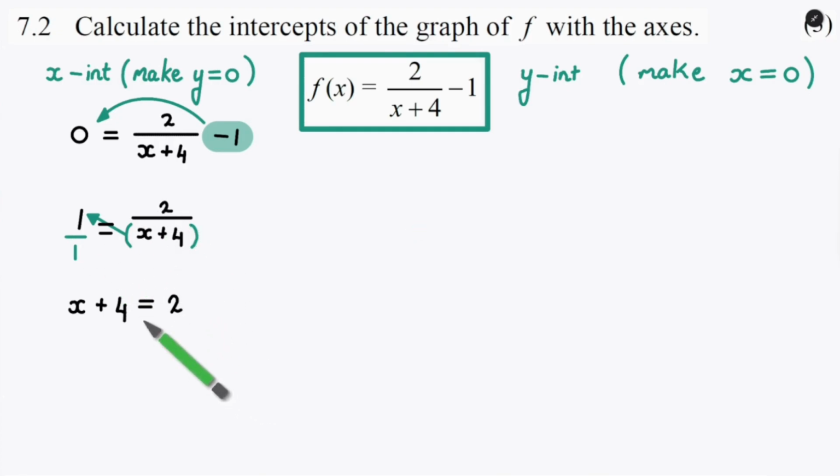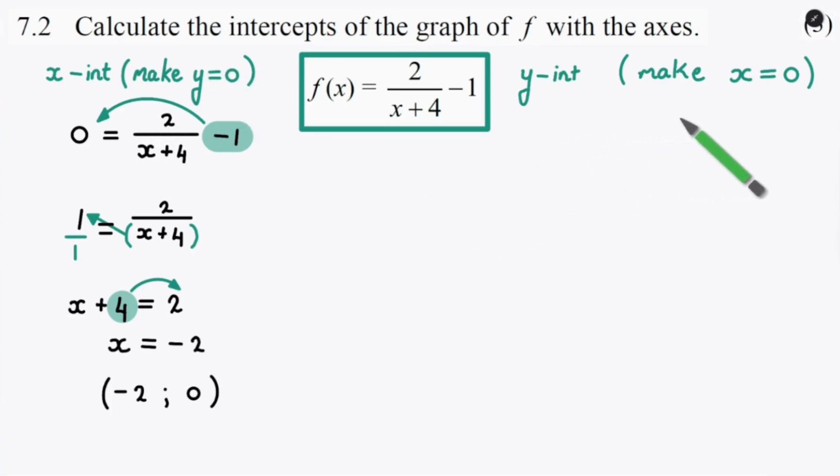And then we're going to move this +4 over. Bear in mind, it becomes -4. 2 minus 4 will give us -2. And after you have that -2, just make sure you write the full coordinate like this. -2 with the y value of 0.